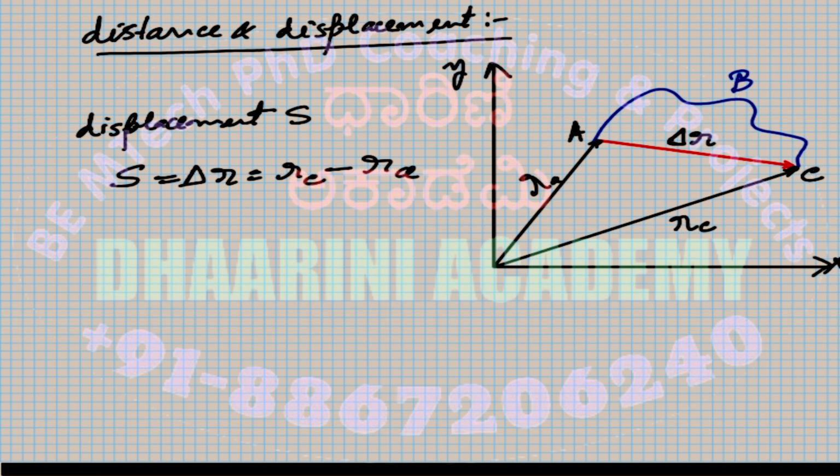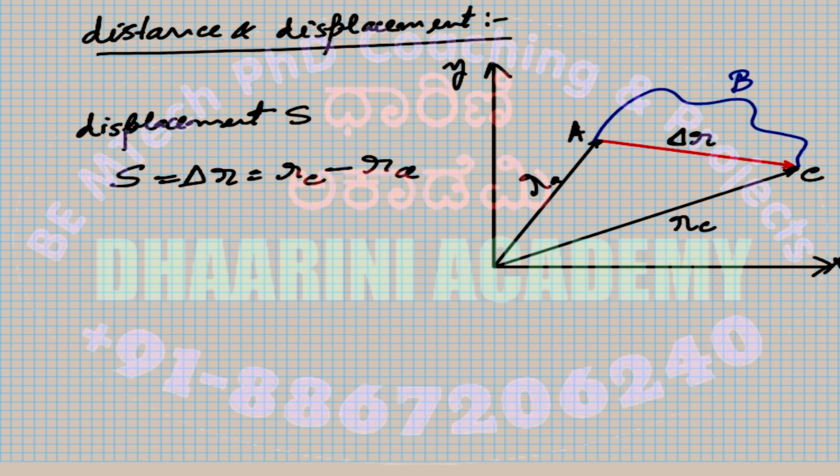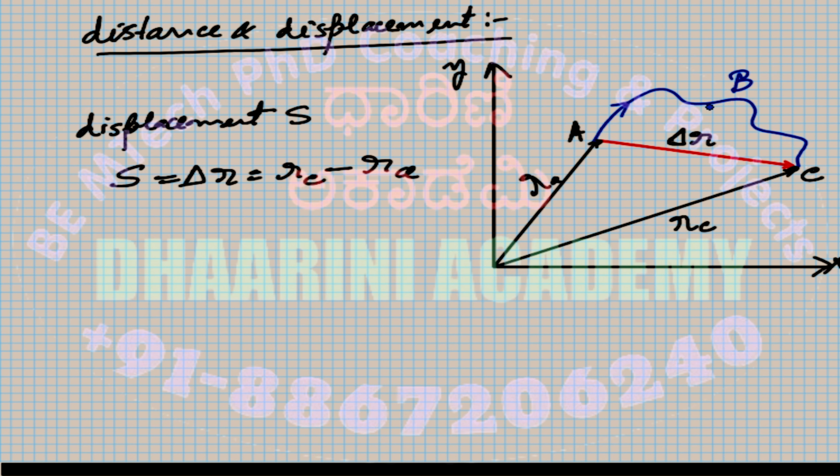Now you see, the path it has taken goes from A like this to reach C. So definitely the path taken is more than the actual displacement between A and C. The direct distance is called displacement, but the path taken is called the distance. So by obvious reasons, we know that the displacement, its magnitude, is definitely less than the distance.